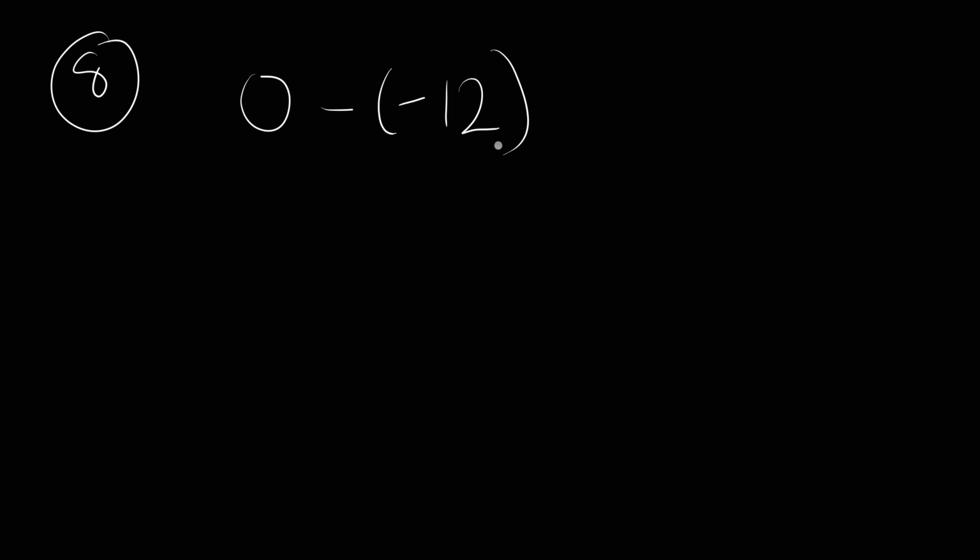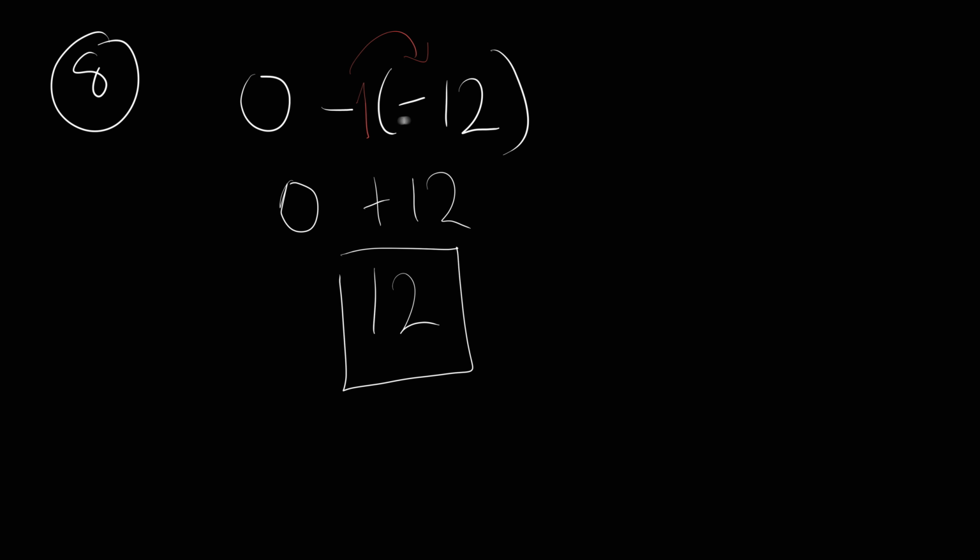Problem number 8, we're going to have a 0 minus negative 12. Once again, we have to see that there's a negative 1 in here. To clear the parentheses, we have to multiply. So 0 plus 12. And 0 plus 12 is going to give us 12.